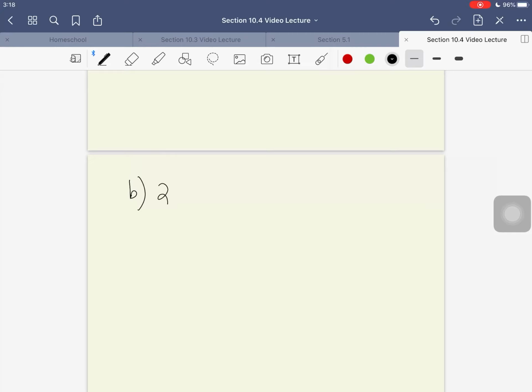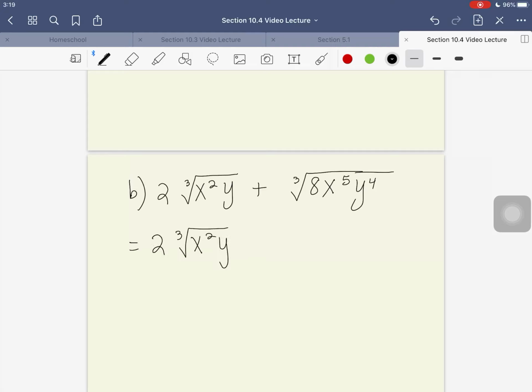All right, so the next one is 2 cube root of x squared y plus the cube root of 8 x to the 5th, y to the 4th. All right, I want to rewrite everything in terms of a perfect cube. Now this first one, there are no perfect cubes, so it's going to stay the same. 2 cube root of x squared y. All right, 8 is already a perfect cube, so I'll leave that. x to the 5th, I'll rewrite that as x cubed times x squared. And y to the 4th, I'll rewrite that as y cubed times y.